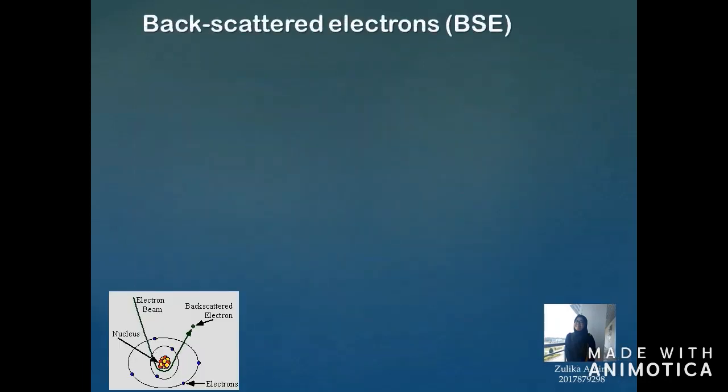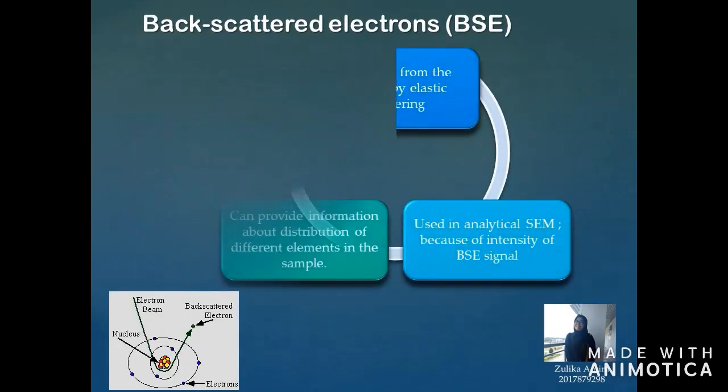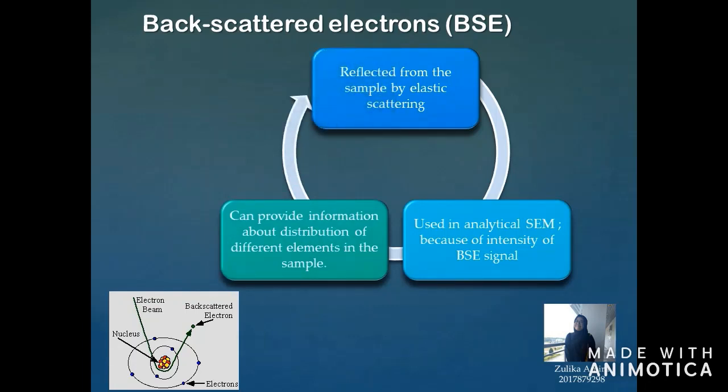Next, the backscattered electrons. Backscattered electrons are beam electrons that are reflected from the sample by elastic scattering. Backscattered electrons are often used in analytical SEM along with the spectra made from the characteristic X-rays, because the intensity of the BSE signal is strongly related to the atomic number of the specimen. BSE images can provide information about the distribution of different elements in the sample.